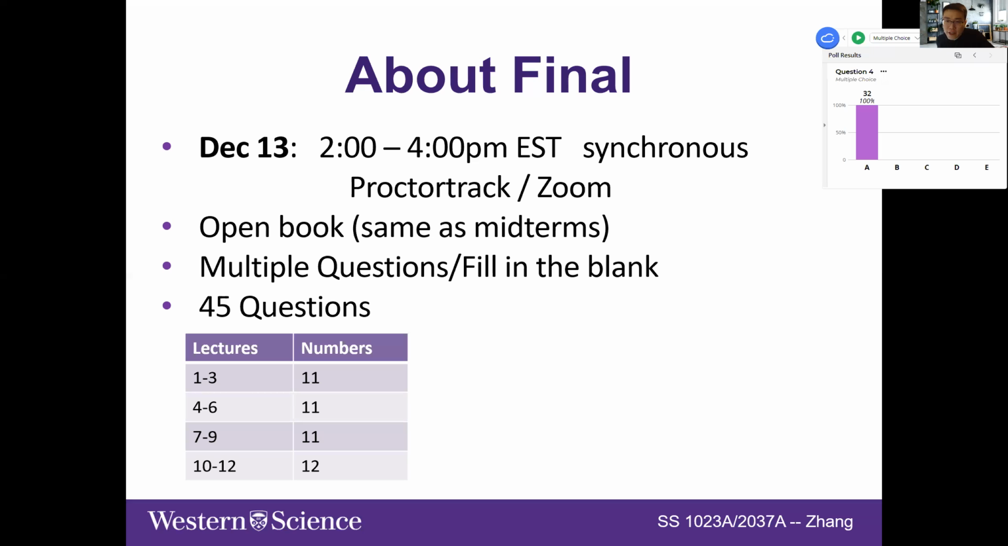What is the final weighted? I believe it's 40%. Even if we did Zoom proctoring before, do we fill out the form again? Yes, you need to refill the form again.